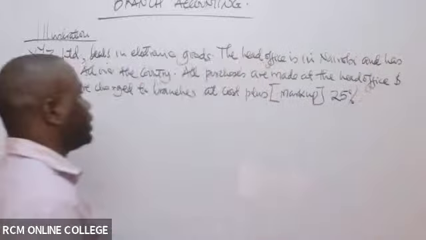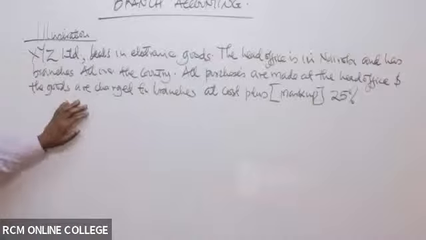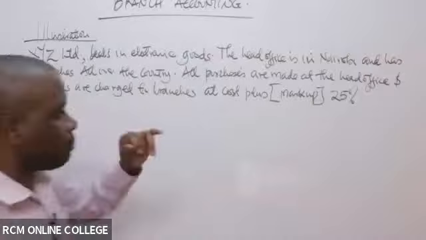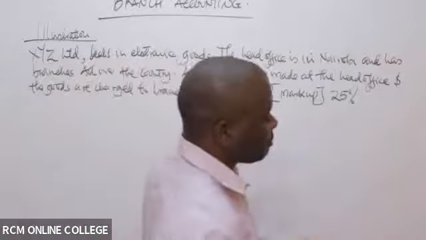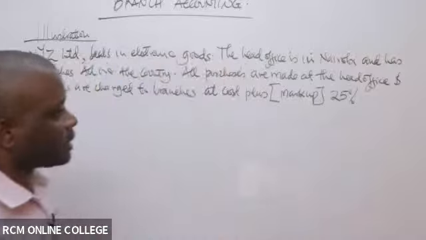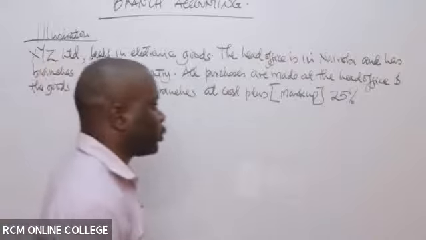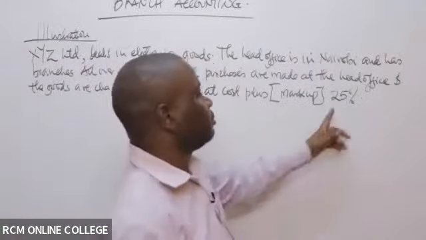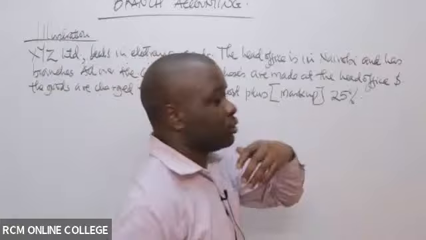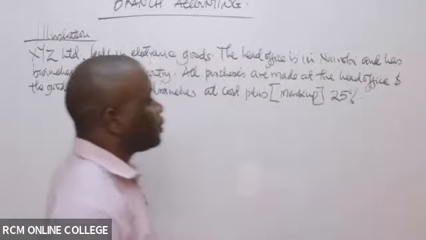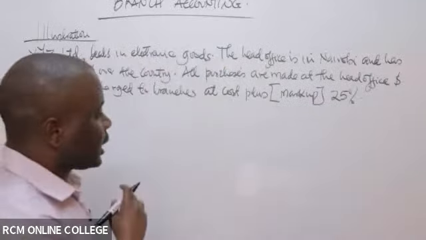So the head office buys the goods, then marks them up to the branch at 25%. If the head office buys at 100 shillings, they add 25 shillings, so they send to the branches at a price of 125 shillings. That is what the head office actually does.